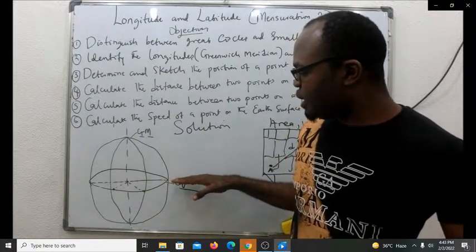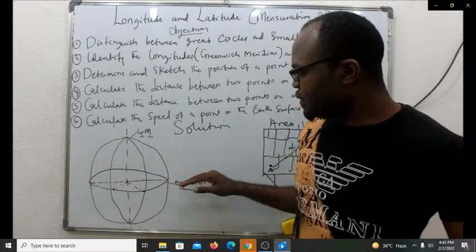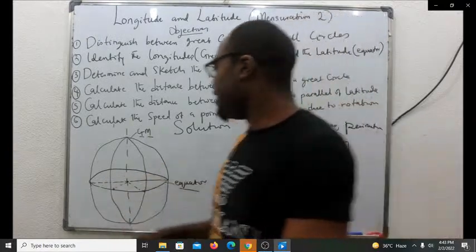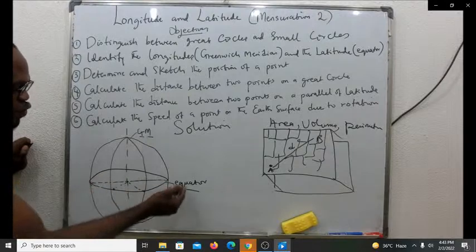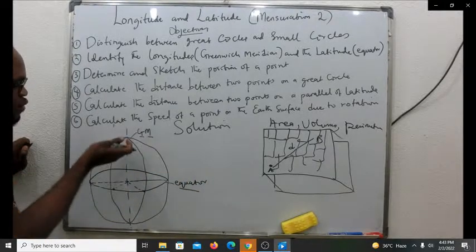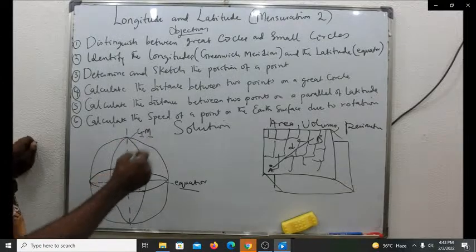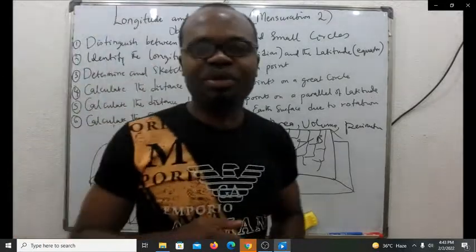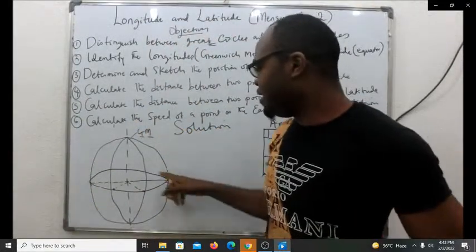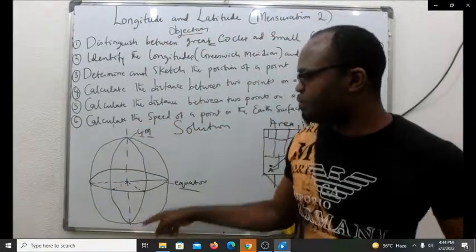So any circle round the Earth surface through which, when you cut the Earth, you can get 2 equal parts, we call the great circle. We call them the what? Great circle. And the 2 major important great circles are the equator and the Greenwich meridian.